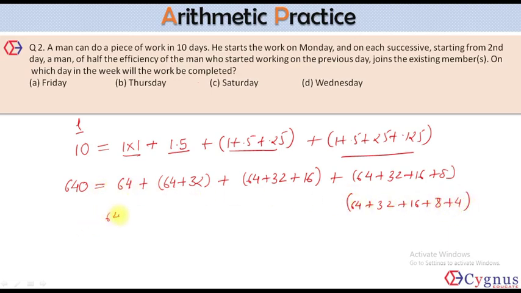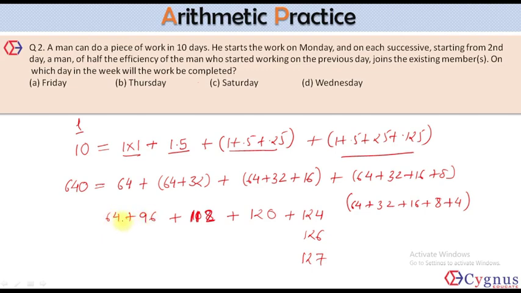This was 64. Next day what you'll get? 96. Then 96 plus 16, that is 112. You get 112 here. Then 112 plus 8 will give you 120. Then the next term will be how much? 124. After this, fifth day, sixth day, I'll add 2 more here. So that will give you 126. Then next day I'll add 1 more. So that will give you 127. Will I get 640 here?